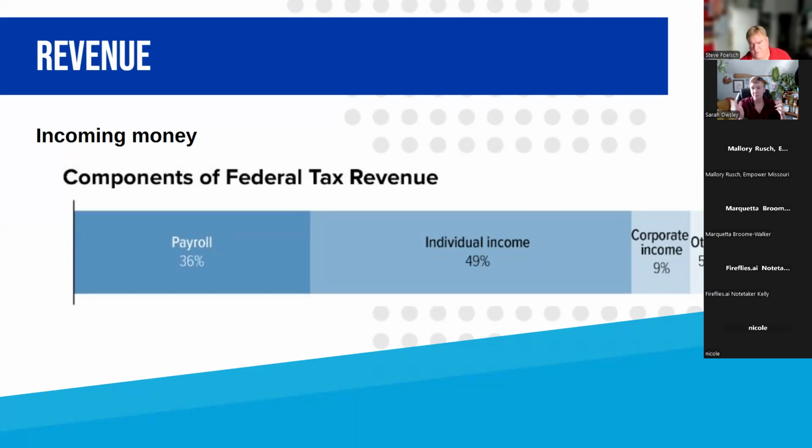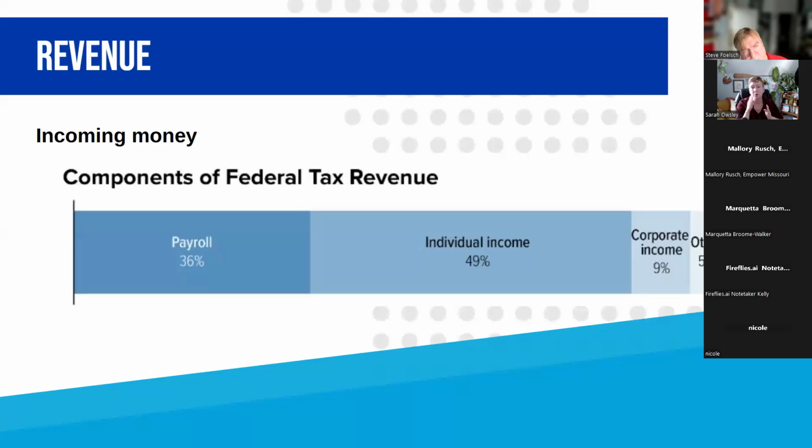So as we look at the budget, we're going to think about incoming money and outgoing money. Revenue is how we discuss money that's coming in. Here is another chart from the Center on Budget and Policy Priorities, a breakdown of federal tax revenue. You'll see 36% of that revenue is payroll taxes, and payroll taxes are split between the employer and the employee. 49% is individual income tax.